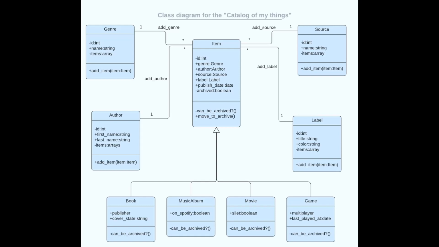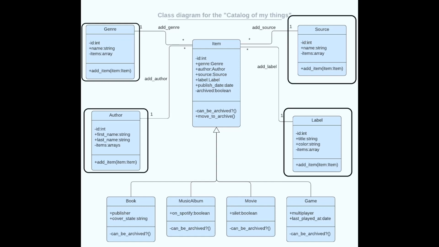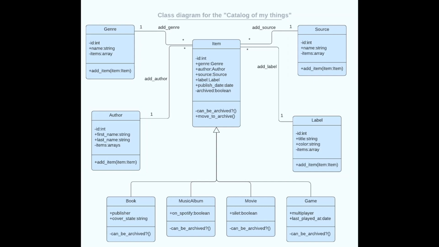We understood that from the arrow shown in the item class. Let's call these classes the children classes. The second relation is how the other four classes, the genre, source, author, and label, relate to the item class. Again, from the diagram, we can see the 1 on one side and the asterisk symbol, which means many, on the other side. That illustrates that there is a one-to-many relation or association. Let's call this the association classes.